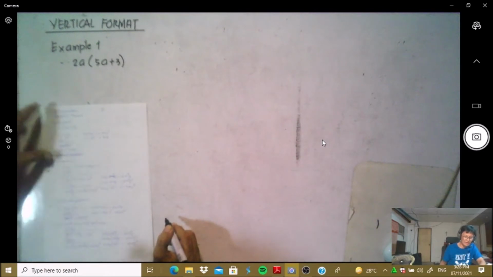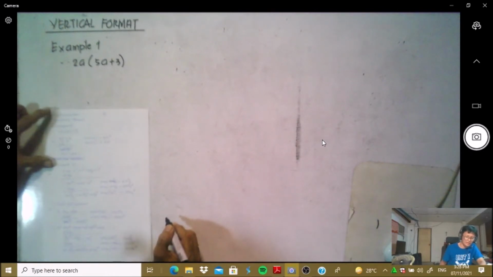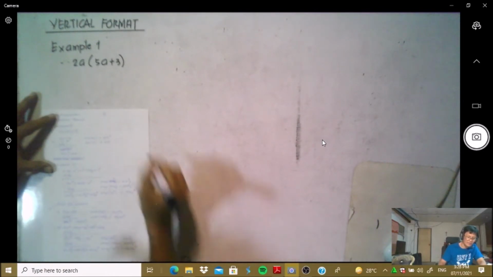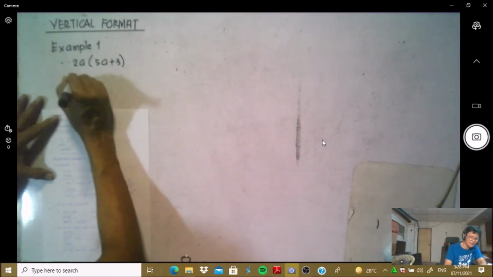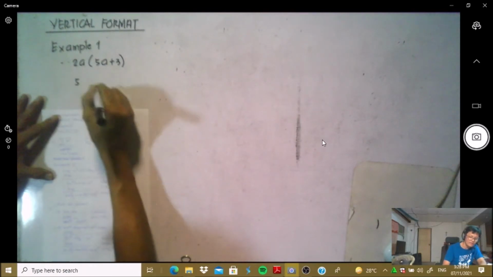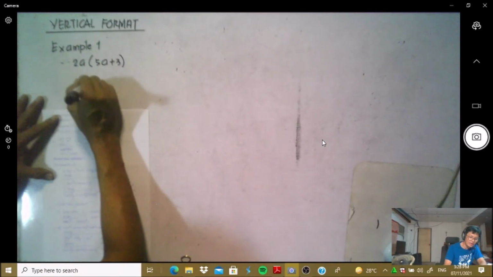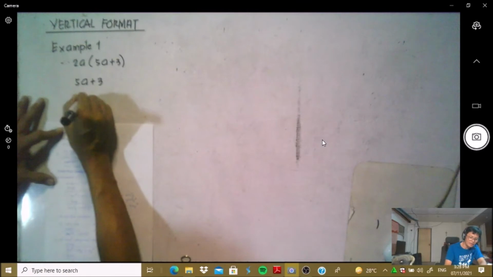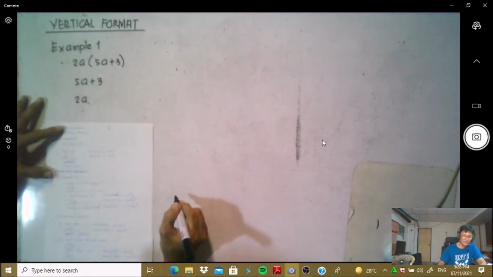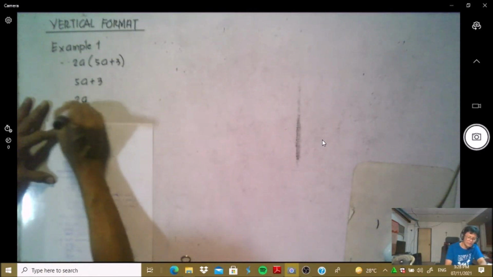So we have to write them in columns, but we have to multiply 2a to the value in the parentheses. So 2a will be next to 5a plus 3. So our first row will be 5a plus 3. Okay, then we have 2a below. Now, how do we do the multiplication in the vertical format?